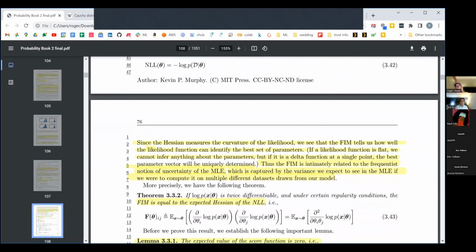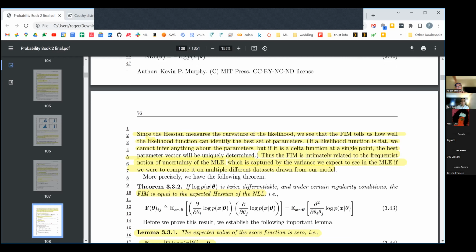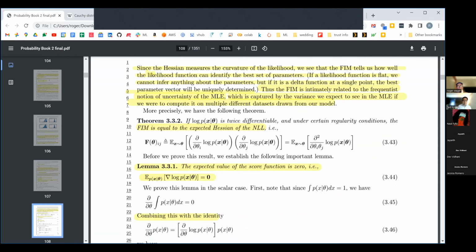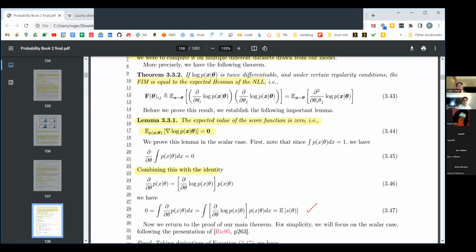So the Hessian measures the curvature of the likelihood, which tells us whether the likelihood function can identify the best set of parameters. If the likelihood function is flat, we cannot infer anything about the parameters, but if it's a delta at a single point, we can uniquely determine the values. So it's this idea of how peaky it is, how well we can localize, I guess, the MLE. So to tie it back to what we did earlier, could we say that if you have few samples, it's kind of flat, and if you have a lot of samples, it becomes that peaky delta function? Right. Yeah, cool.